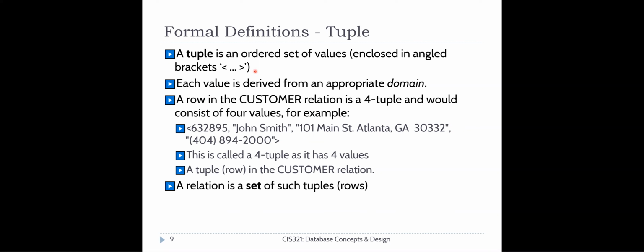So this is the way you define a tuple in a formal definition. This is called a 4-tuple as it has 4 values. A tuple is a row in the customer relation, which is the one we just explained, and the relation is a set of such tuples, or rows. So a relation or a table is a set of rows.